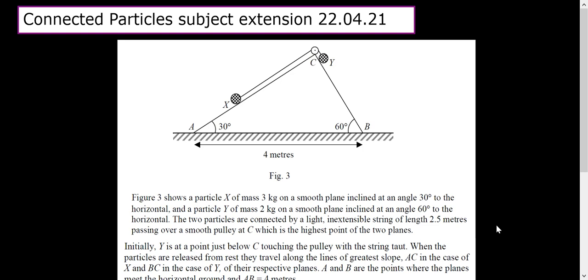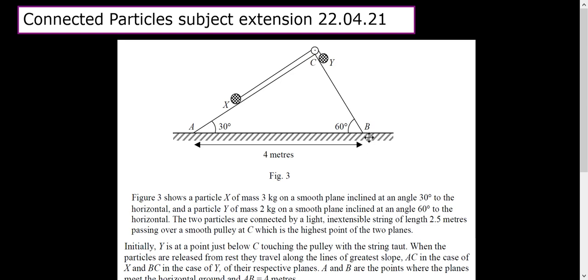So to read through the blurb, we've got this diagram here that shows a particle X of mass 3 kilograms on a smooth plane, which is inclined at an angle 30 degrees to the horizontal. Now, that should be familiar territory when we've been resolving inclined planes up to this point. Now, we've also got a particle Y of mass 2 kilograms that's also on an inclined plane. And this inclined plane, BC, is at an inclination of 60 degrees to the horizontal.